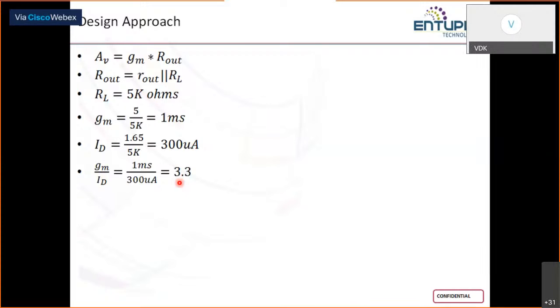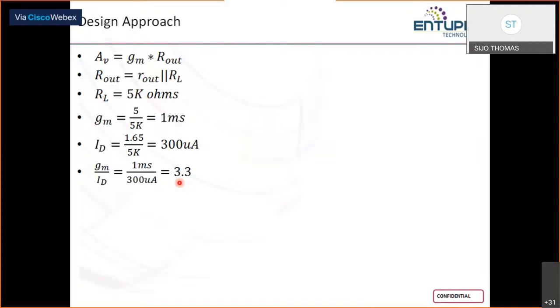Just to summarize for the benefit of participants who are perhaps looking at this approach for the first time: we spoke about the gm/ID technique and gave a very brief insight into it. We said in the earlier session that we need to characterize the devices to generate these curves or lookup tables for all those small signal parameters of interest.